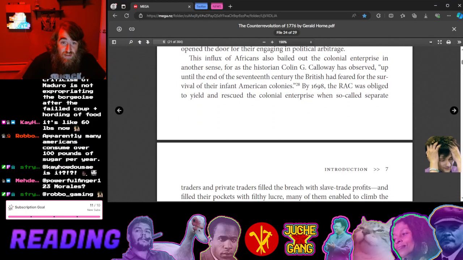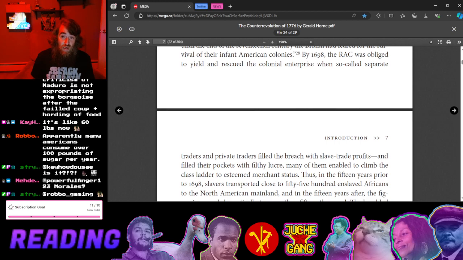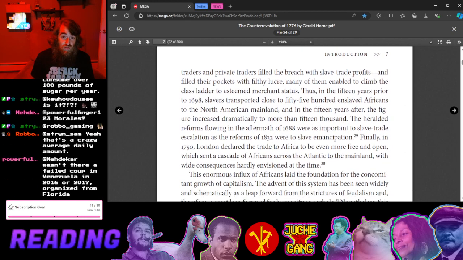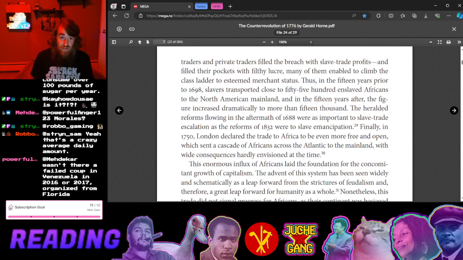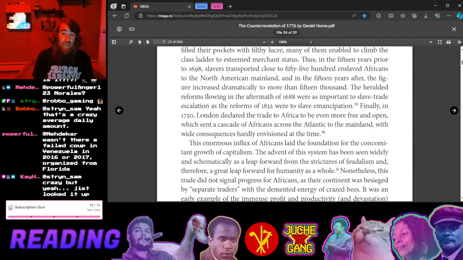This influx of Africans also bailed out the colonial enterprise in another sense. For, as the historian Colin G. Galloway has observed, up until the end of the 17th century, the British had feared for the survival of the infant American colonies. By 1698, the RAC was obliged to yield and rescued the colonial enterprise when so-called separate traders and private traders filled the breach with slave trade profits, and filled their pockets with filthy lucre, many of them enabled to climb the class ladder to esteemed merchant status.